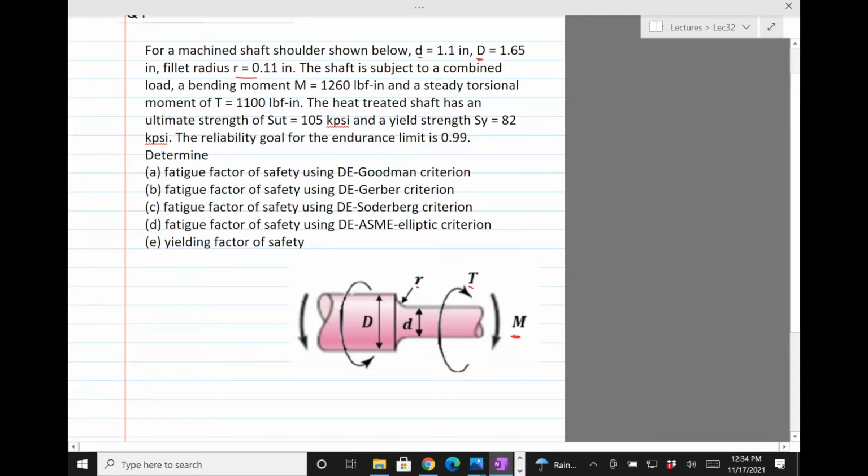The heat-treated shaft has an ultimate strength of 105 kpsi, yield strength of 82 kpsi. The reliability goal for the endurance limit is 0.99. So we need to find basically the factor of safety using all those 4 criteria, and of course the yield factor of safety.